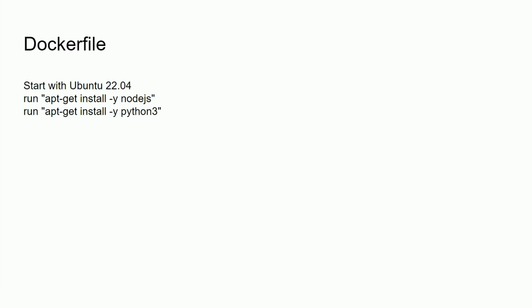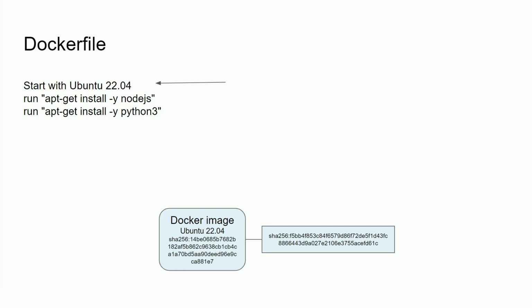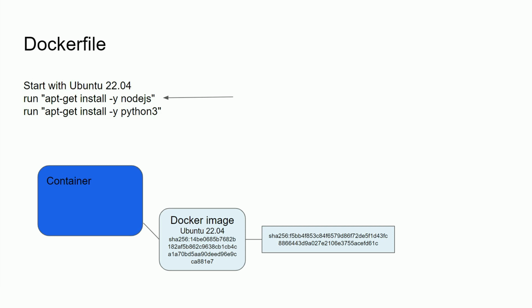So let's say we're going to build up that Ubuntu Node Python image described earlier. We would start with that Ubuntu 22.04 base image, then specify a couple apt-get commands to install Node and Python. Let's start with that first command to install Node, apt-get install -y nodejs. Now, let's think about what's about to happen here. Docker is going to start up a container to run this one command.